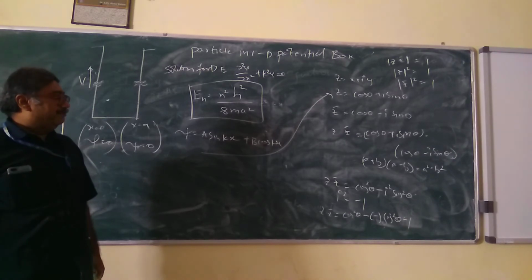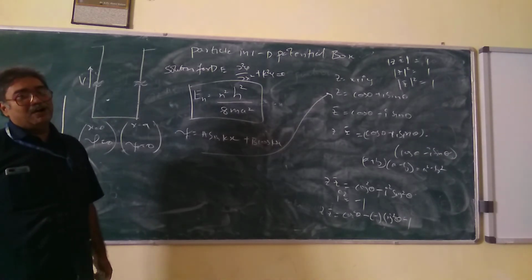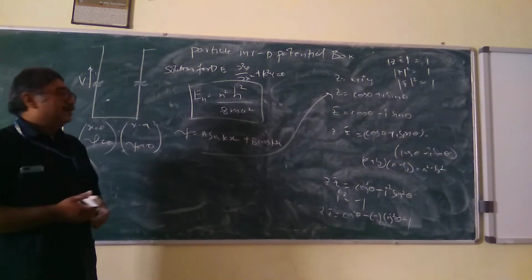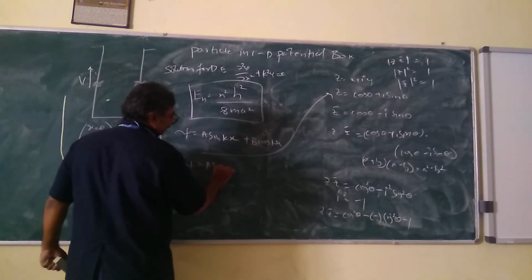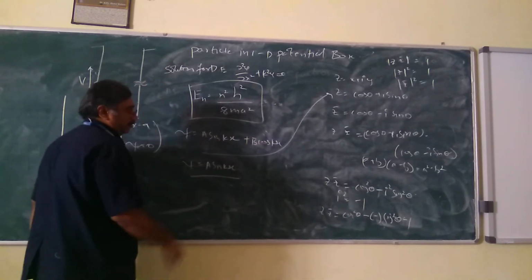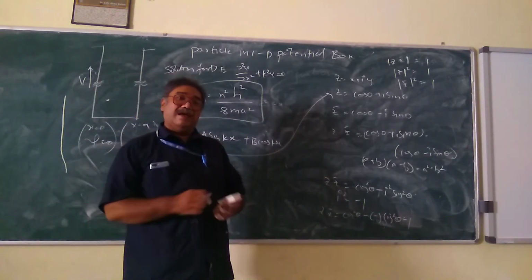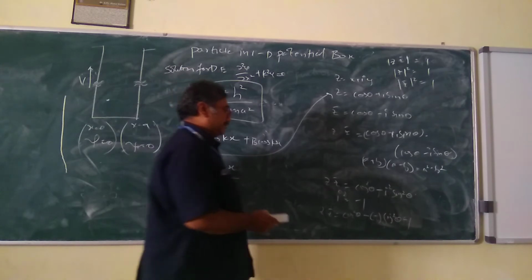Okay. So we need to find the solution of the amplitude for this equation. Here, what we got is psi equals A sin kx. This is the solution we got. So we need to find out the amplitude for this. So let us take the amplitude function for this.